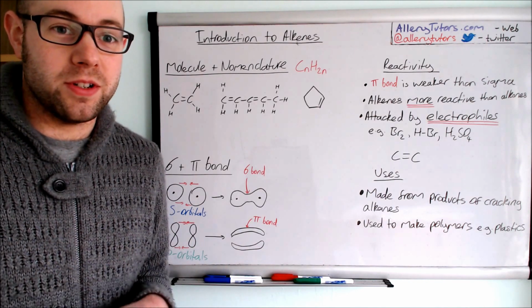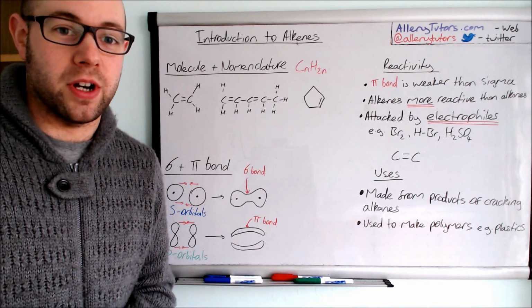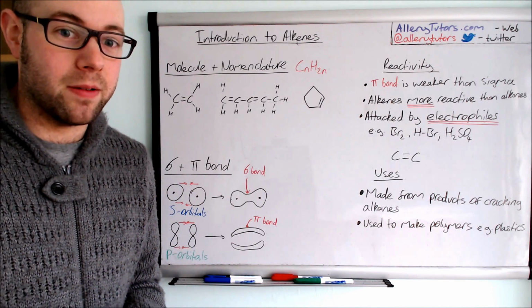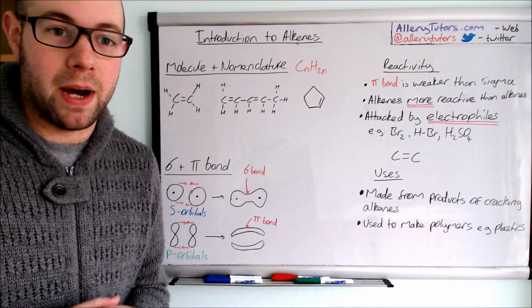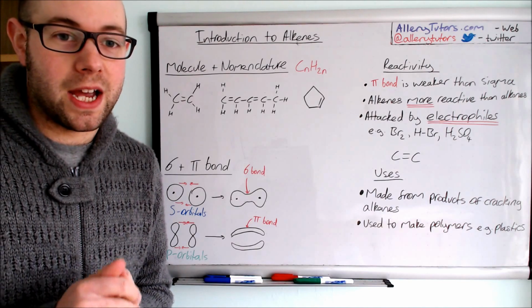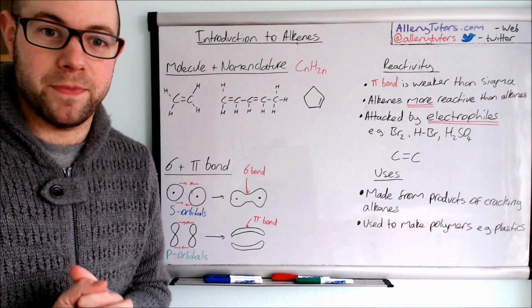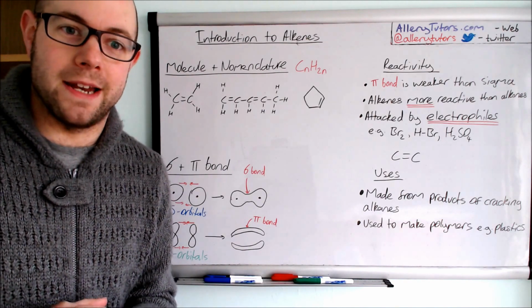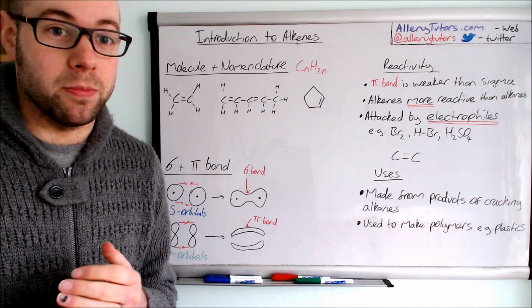In this video, it's just going to be a very quick, short introduction to looking at the molecules of the alkene and how we name them as well. We're going to look at some sigma and pi bonds, reactivity, and some of the uses of these things as well. So the alkene has the general formula of CnH2n. That means it has a double bond.